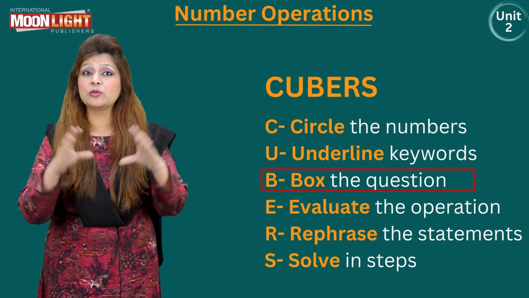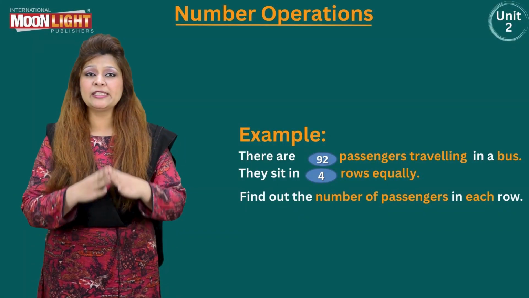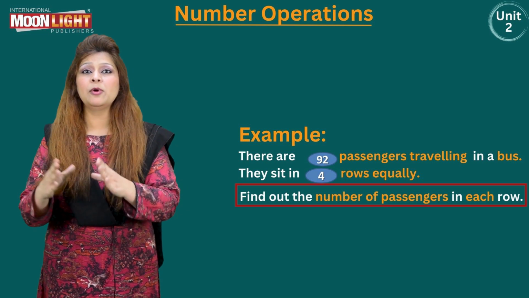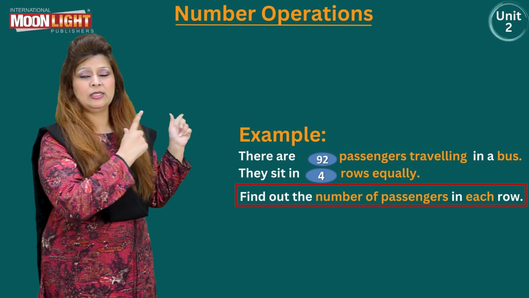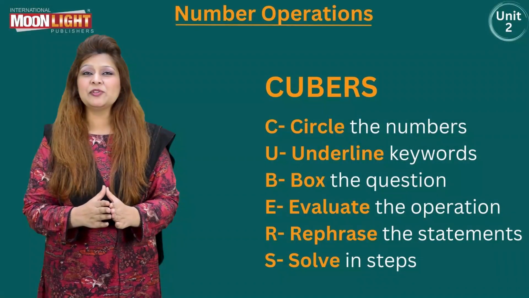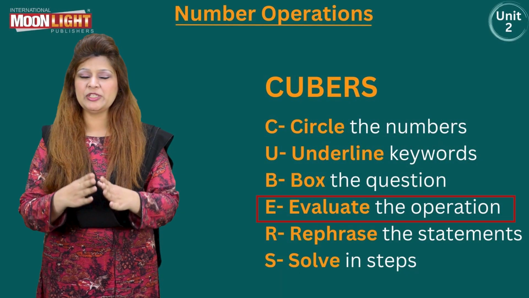B stands for boxed question. So, the question over here starts from find out the number of passengers in each row. I'm just going to box this one. Yes, like this. E stands for evaluate the operation.